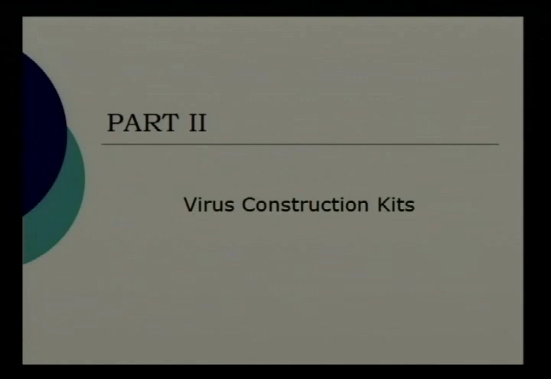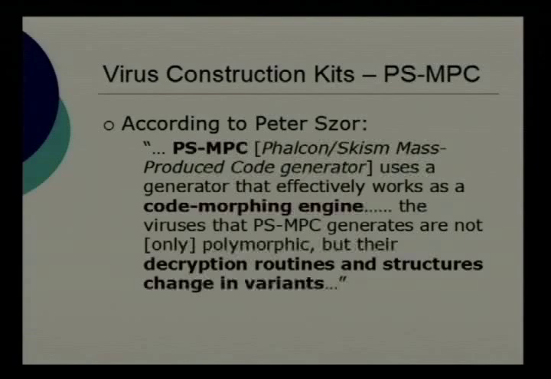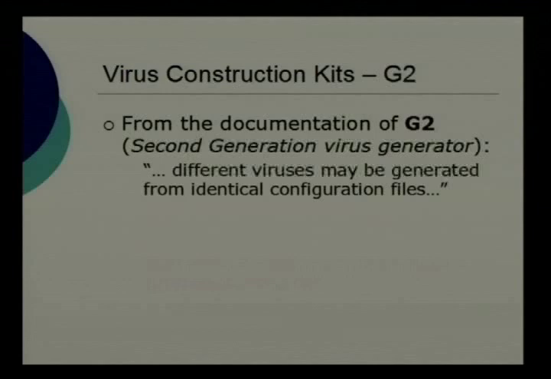So we are interested in looking at how effective these generators are in terms of producing metamorphic code or viruses. We looked at the literature and found some that are highly discussed or have some good comments. The first one is the PSMPC. According to a virus research book, it works as a code morphing engine, and the viruses it produces have decryption routines and structures that change in variants. Let's look at the other one, G2. We also downloaded it from the web, and its documentation says that different viruses may be generated from identical configuration files. We actually tested its configuration files and generated different viruses.